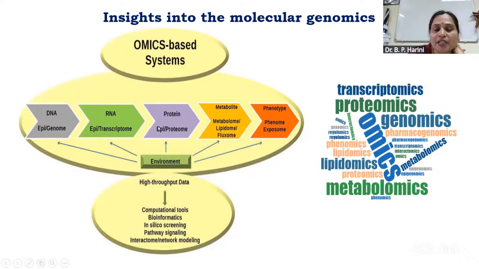This is with reference to DNA or a gene. Then protein with the epiproteome or proteome, and metabolite with the metabolome, lipidome, fluxomics, and phenotype, or ultimately it leads to a phenotype or a phenome or exposome. So all these are together. When we say that it is an epigenome or epigenetics, then ultimately it relies upon the environmental cues also, along with the genetic structure.